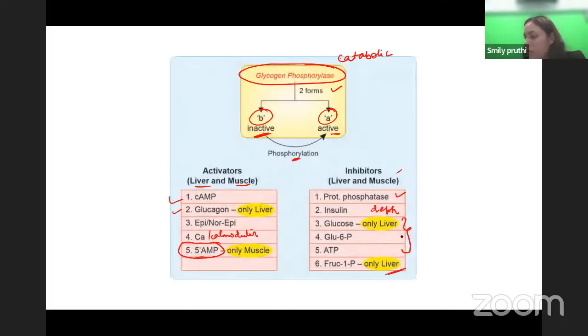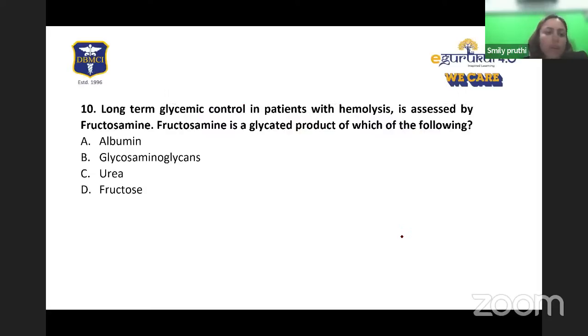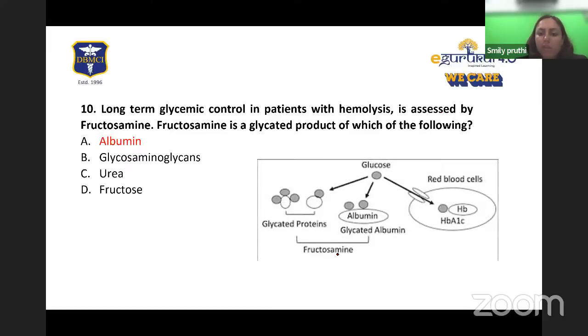Then next, long-term glycemic control in patients with hemolysis is assessed by fructosamine. Fructosamine is a glycated product of which of the following? So what is this fructosamine? Fructosamine binds with proteins like albumin, right? So it is a glycated product of albumin, right?